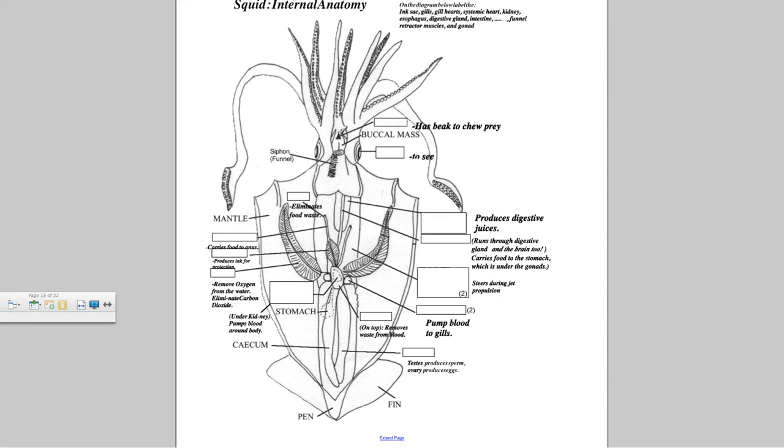This part has a beak for chewing its prey. What is that? It's called its what though? Its mouth. This is the mouth. These things are for seeing. Eyes.